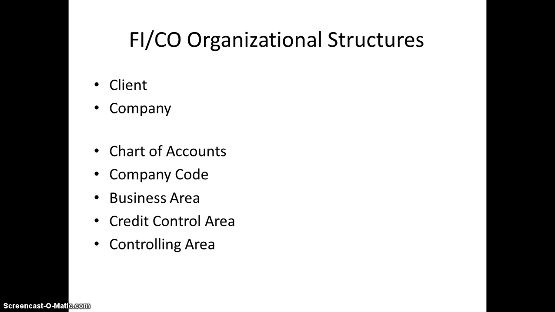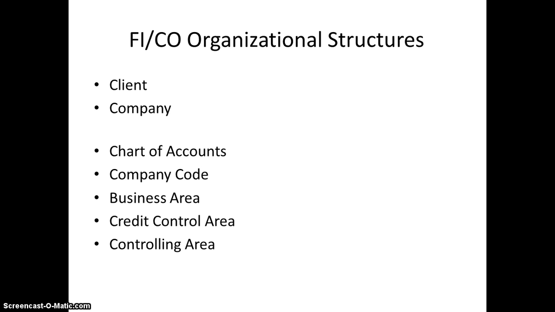FICO organizational structure, this is a basic organizational structure. Normally we have to configure all these things initially. Before we configure anything, we have to configure all these things in the system. When a company purchases SAP software, SAP ECC software, ERP software, these are the basic things that we have to maintain first. And FI configuration is the heart of the entire company.